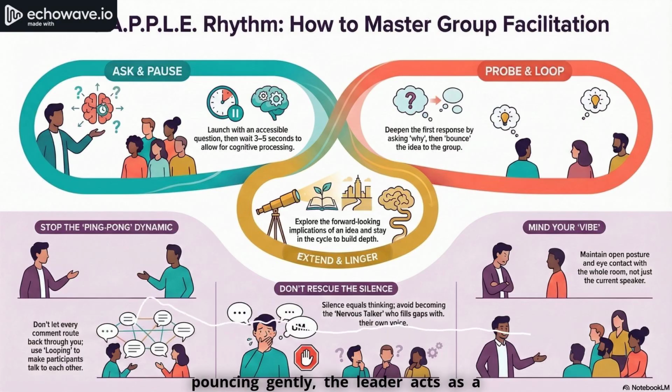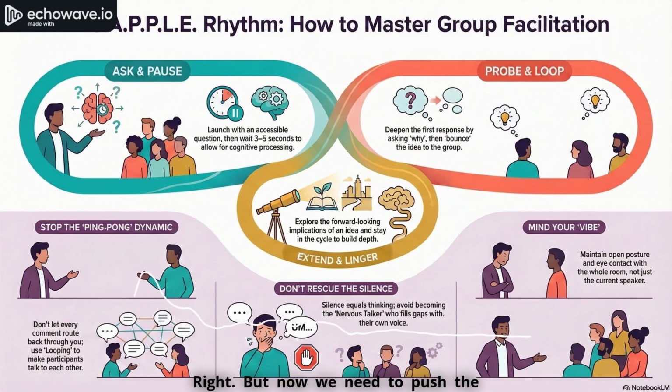By pouncing gently, the leader acts as a traffic cop. Holding up a stop sign to the loud voices and creating a safe, designated lane for the quiet processors to merge into the conversation if they choose to. I love that. You're giving them permission to speak without having to fight for the microphone. Exactly. Okay, so we've asked a question, paused for the silence, probed the first answer to get the deep rationale, and looped the rest of the room in to react to it. The group is finally engaged.